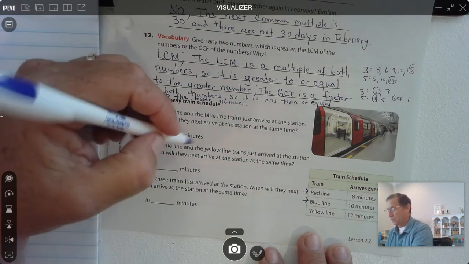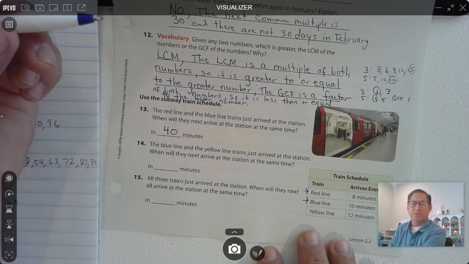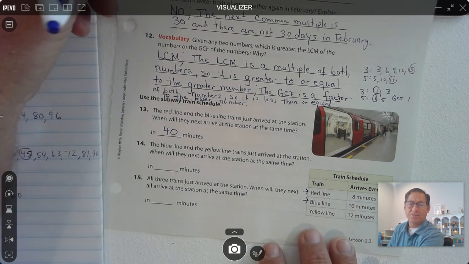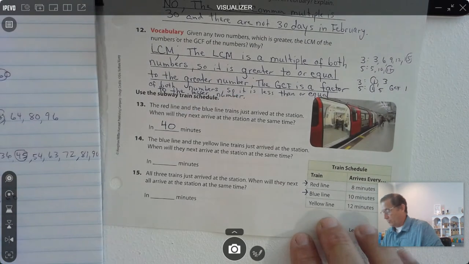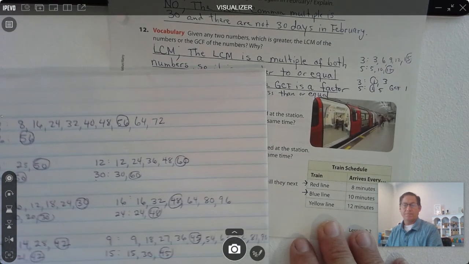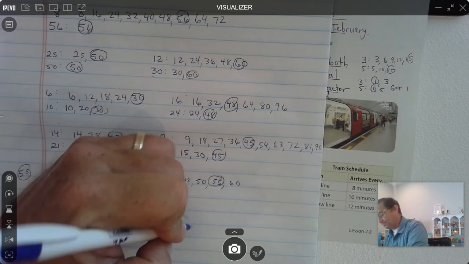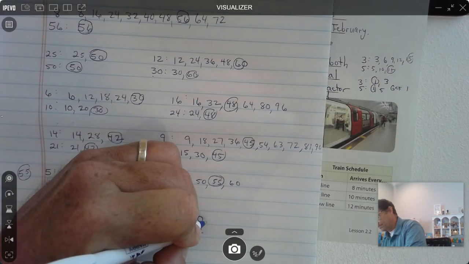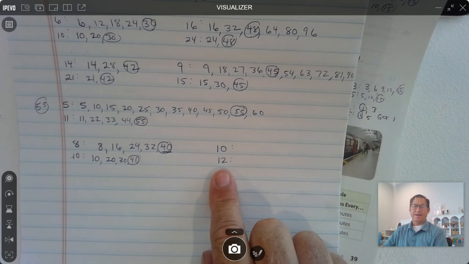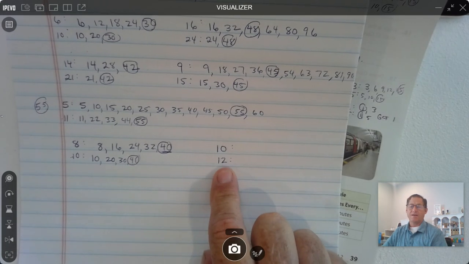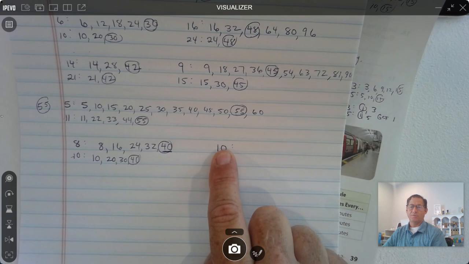All right, how about the blue and yellow lines? Just arrived at the station. When will they next arrive at the station at the same time? So we need to find the least common multiple of 10 and 12. Okay, again, I'm going to start with this one this time because I know that for it to be in common, it has to end in a 0.